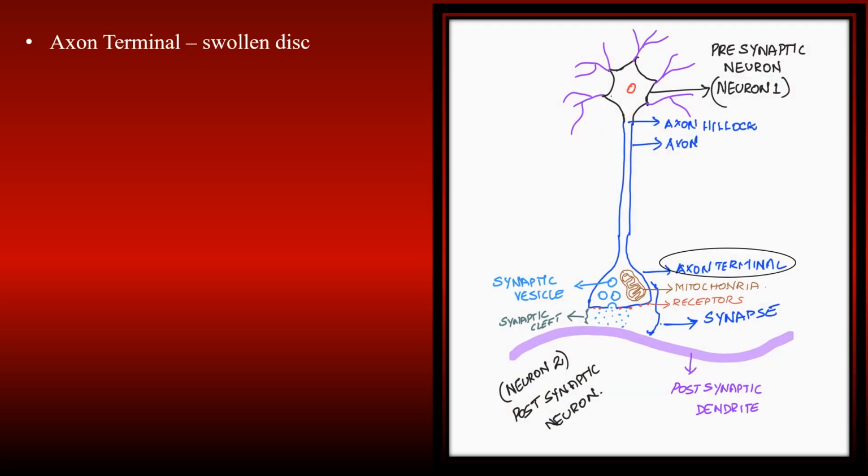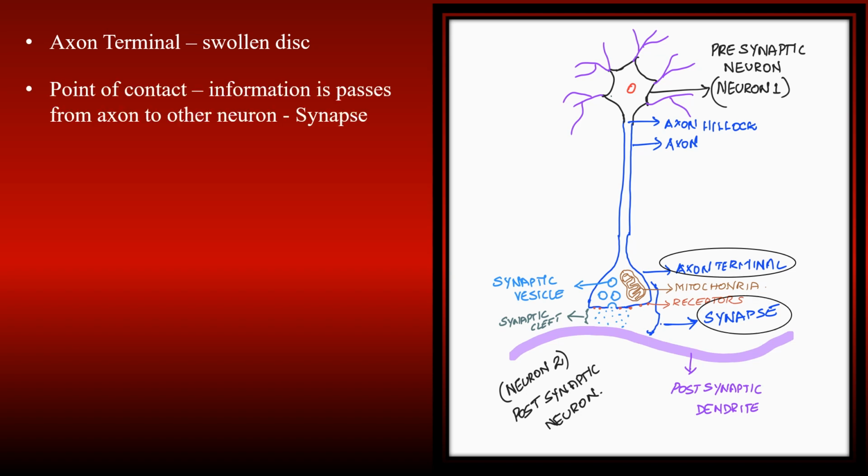At the end of the axon is the axon terminal. These appear as swollen discs. It is a site where the axon comes in contact with other neurons and passes the information. This point of contact is called the synapse. The cytoplasm of the axon terminal differs from the axon.